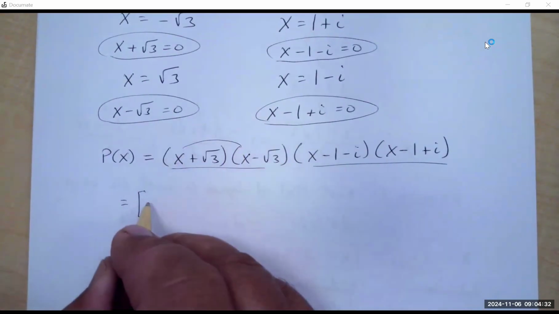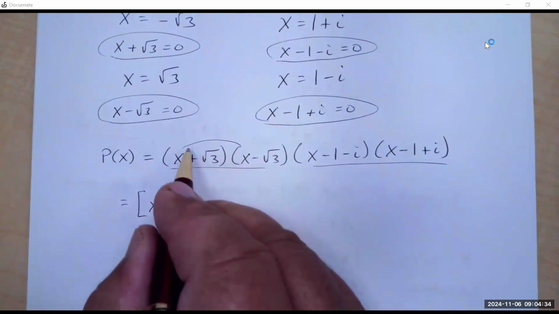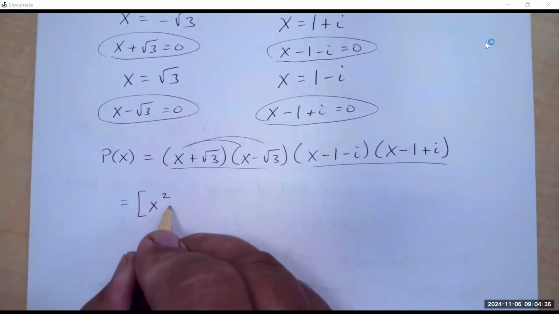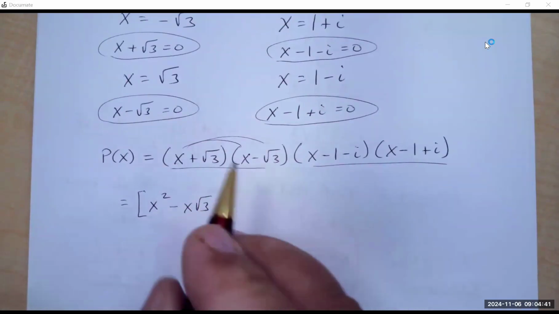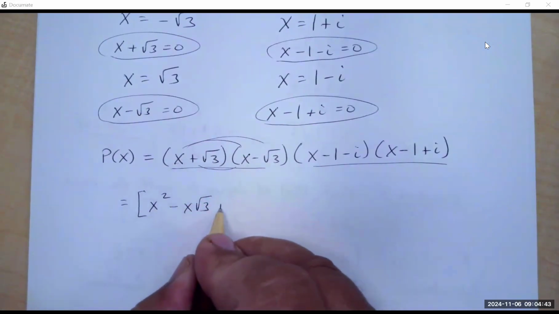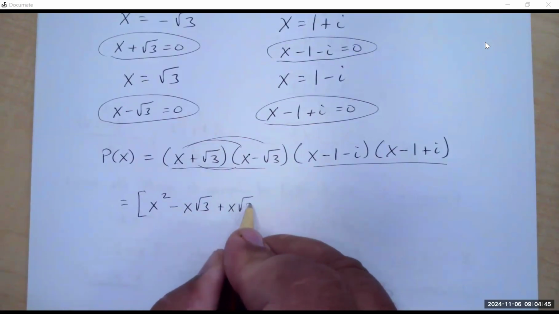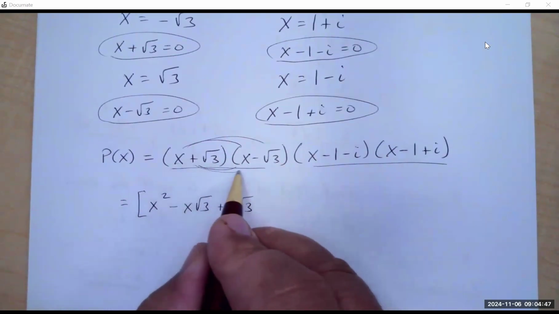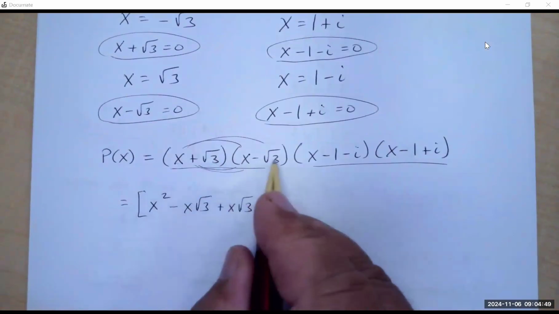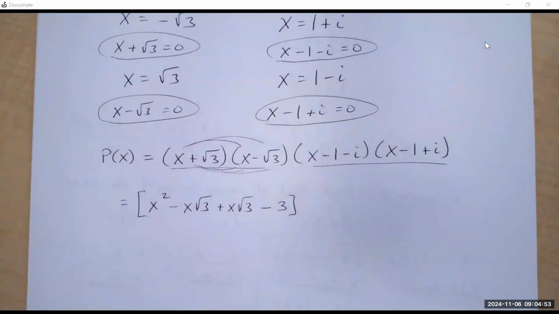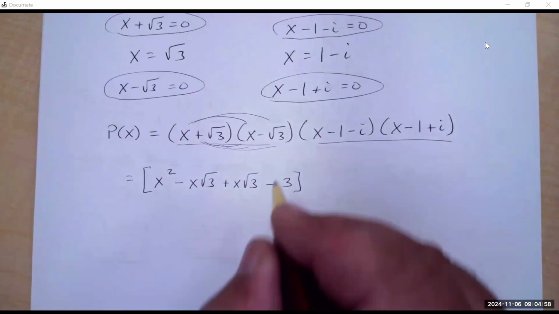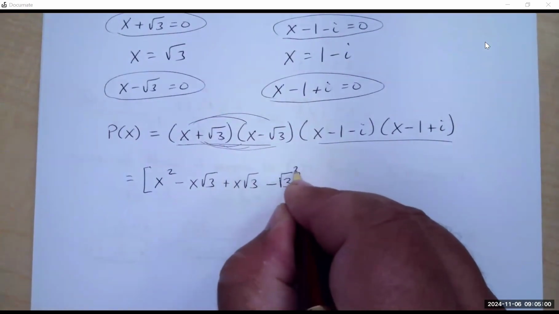X times x is x squared. X times negative radical 3 is negative x radical 3. Positive x radical 3. Positive times negative is negative. Radical 3 times radical 3 is simply 3. Well, because it's square root of 3 squared.